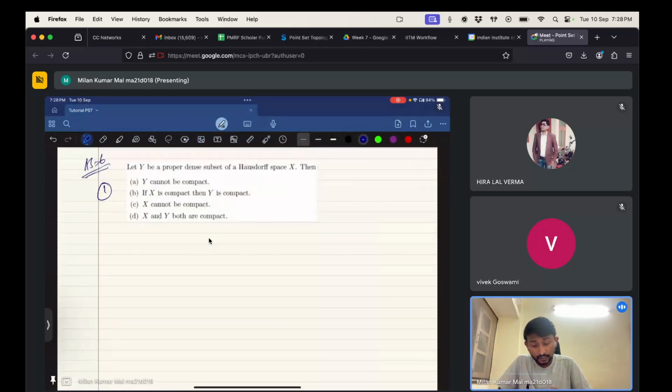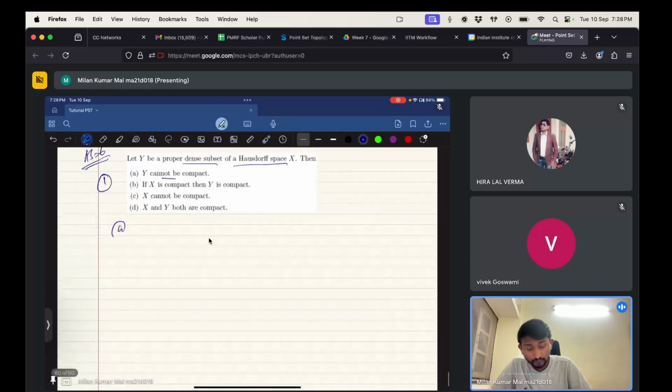I'll try to do that. Let Y be a proper dense subset of a Hausdorff space X. Then Y cannot be compact. Yes, the first one is the correct option. Let Y be a proper dense subset of a Hausdorff space X. Okay, first we need a fact or theorem, whatever you call it.